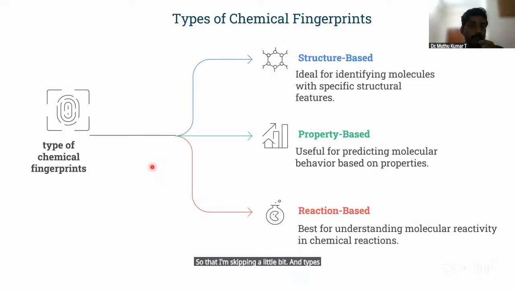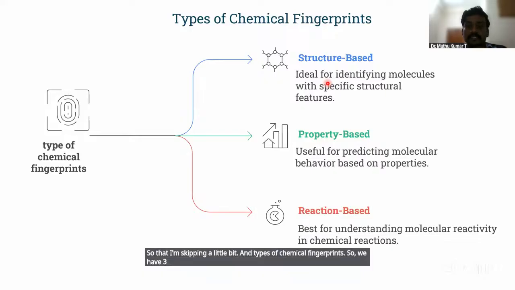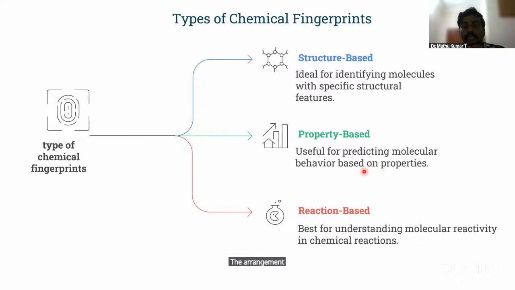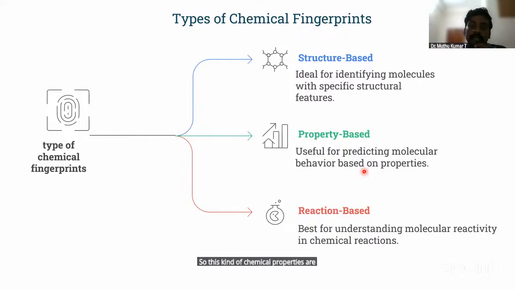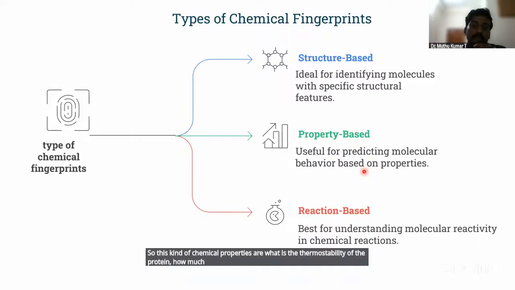And types of chemical fingerprints. So we have 3 types: structural based fingerprints, property based fingerprints, and then reaction based fingerprints. So what is meant by structural based fingerprints? When we are inputting the three-dimensional structure, the arrangement of structure, it can be given as a structural based fingerprint. And property based fingerprints are nothing but when we are interacting together, like lipophilicity, it is one of the properties, hydrogen bond acceptor, how much hydrogen bond donor. So these kind of chemical properties, or what is the thermostability of the protein, how much temperature, these kind of properties come under the property based fingerprint.